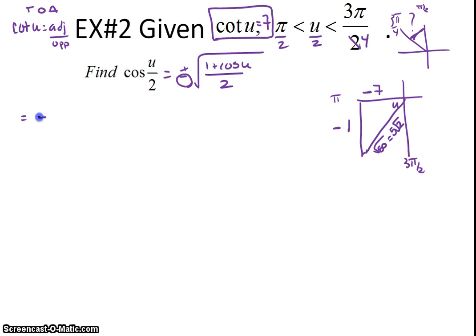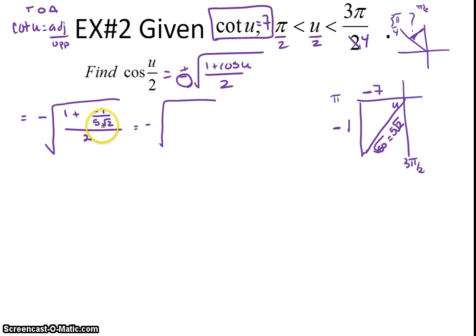So this equals the negative square root of 1 plus cosine of u. So here's my angle u. I'm going to find cosine, which is adjacent over hypotenuse. So negative 7 over 5 root 2. And all that over 2. And remember, this whole thing is under the square root. And so that needs to be very clear. So I'm just going to go ahead and simplify. So this is negative.